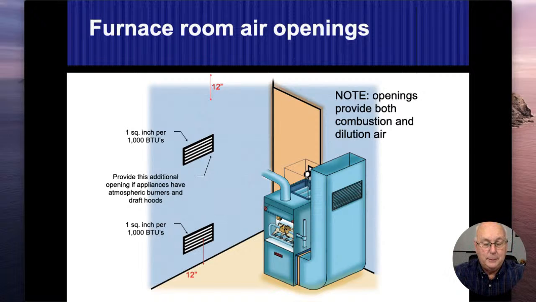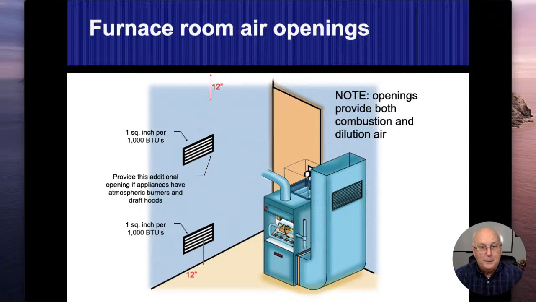We do need to look at the data plate that's on the furnace. You're going to find 2 numbers on the data plate. One number is going to be for the input BTU, and then there's going to be an output BTU. So the input BTU is how many BTUs I'm making with those burners that are there. So if I have a 100,000 input BTU, and an 80,000 output BTU, that tells me that I have an 80% furnace.